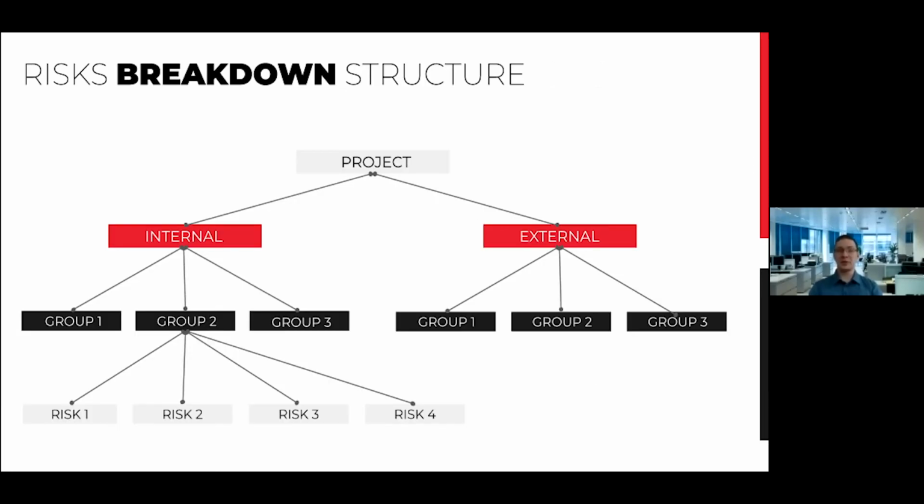When we have classified all the risks by origin and source, we may join them into the same easy-to-read visual structure, and name it risk breakdown structure. That's a very useful tool to work with risks and their groups.